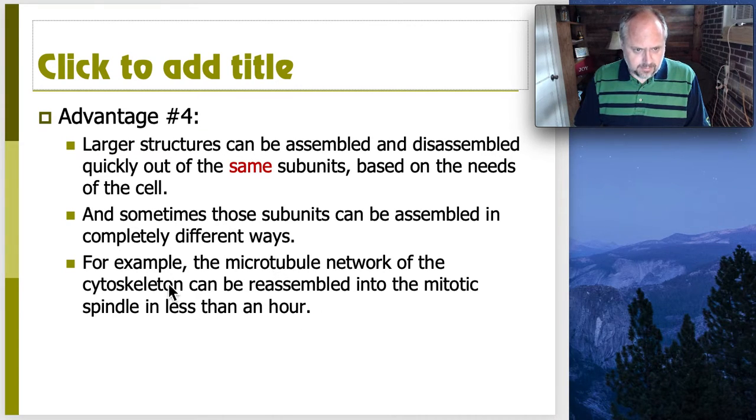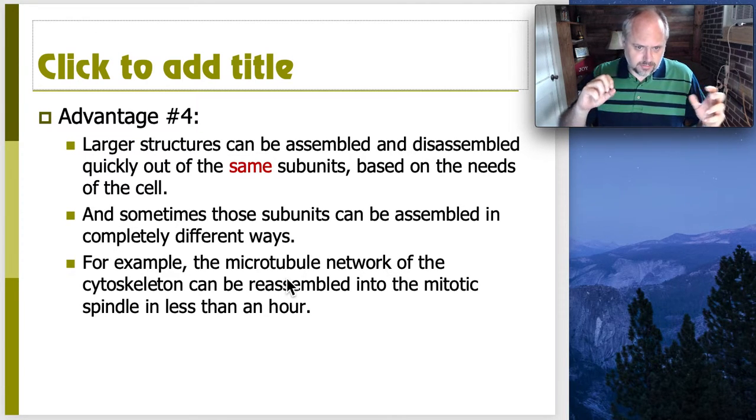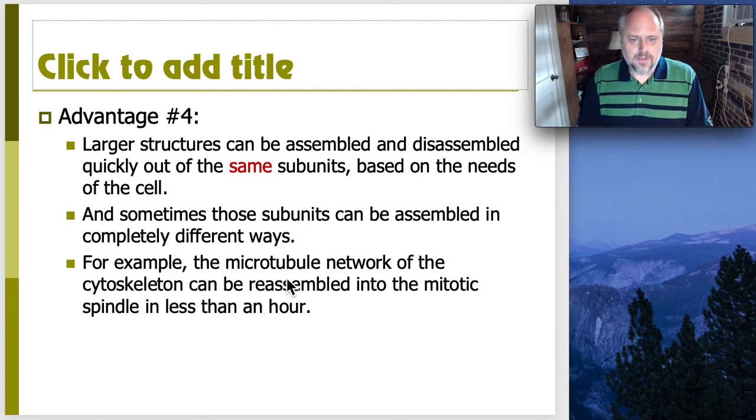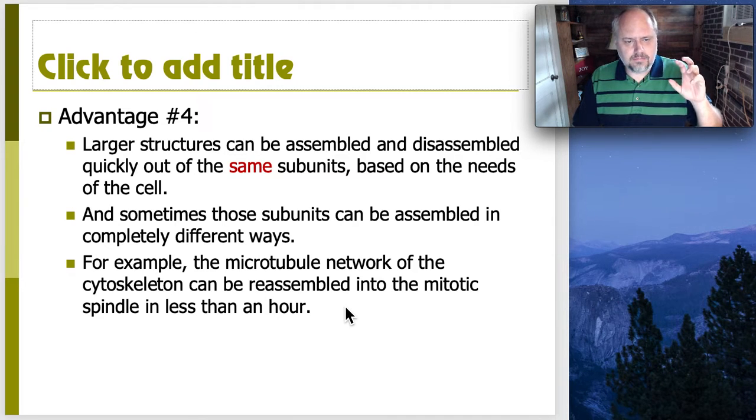So a good example in the cell would be the microtubules, these fibers of the cytoskeleton that under normal conditions, remember, crisscrossing throughout the cell in this pretty tight little mesh. But when it comes time for a cell to divide, you guys have studied mitosis, we'll go through some of the details on mitosis later. But over a period of an hour, a cell is going to divide into two cells.